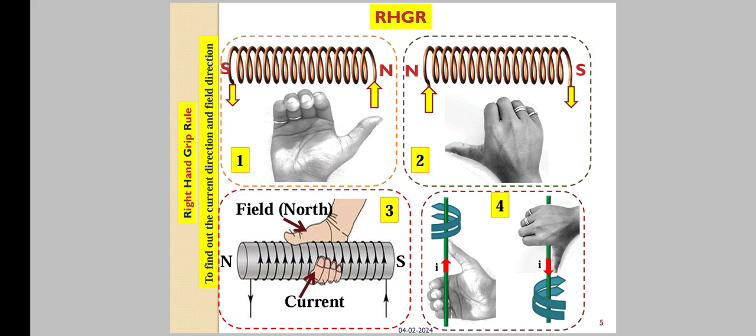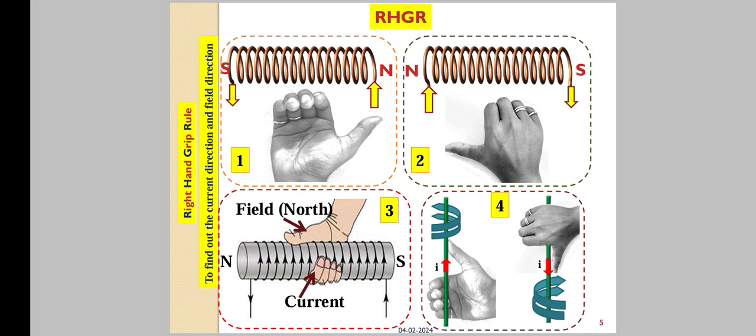Now if we see figure 4, where one green colored wire is there, in the case of the grip rule, we grip the wire using the right hand such that the thumb points in the direction of the current flow. So in the first diagram, if the current direction is upward, the thumb direction is also upward.